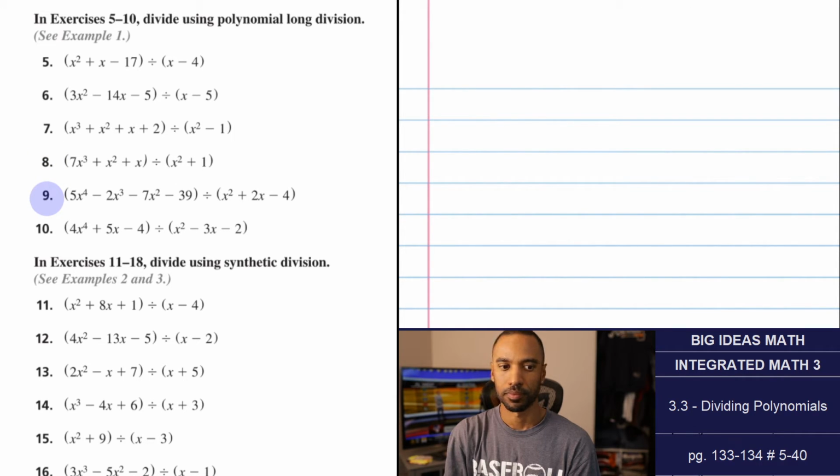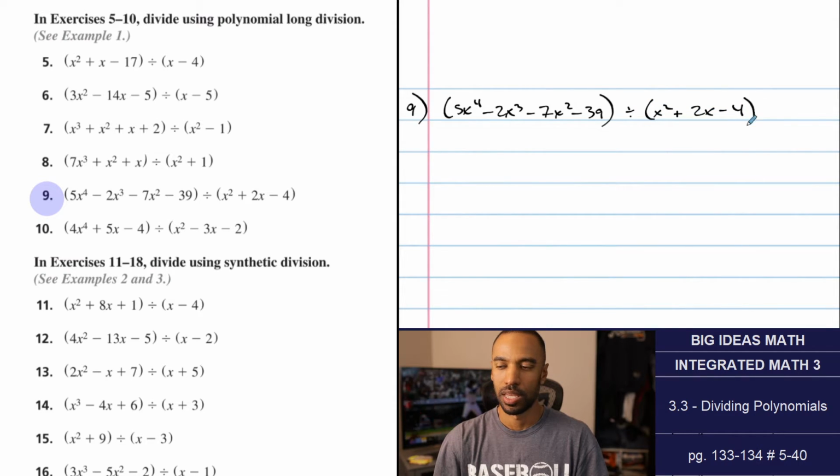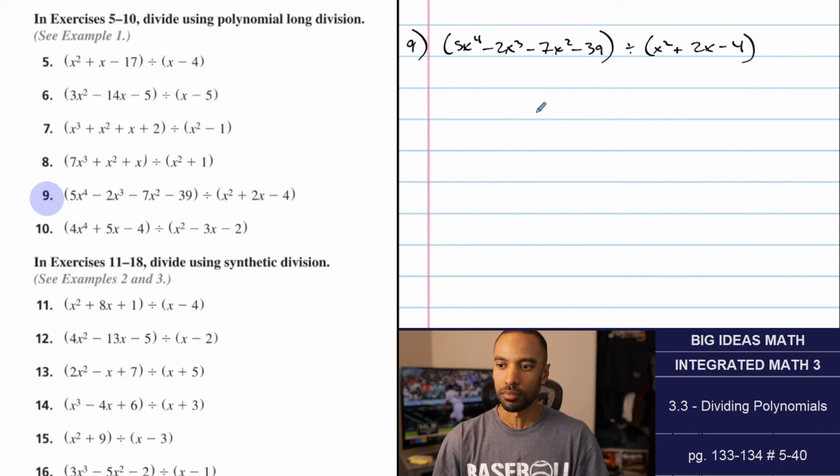Number 9. On number 9, they have 5x to the 4th minus 2x cubed minus 7x squared minus 39. Notice the x term is missing, by the way. I want to bring it up now, and don't you forget it. Okay.